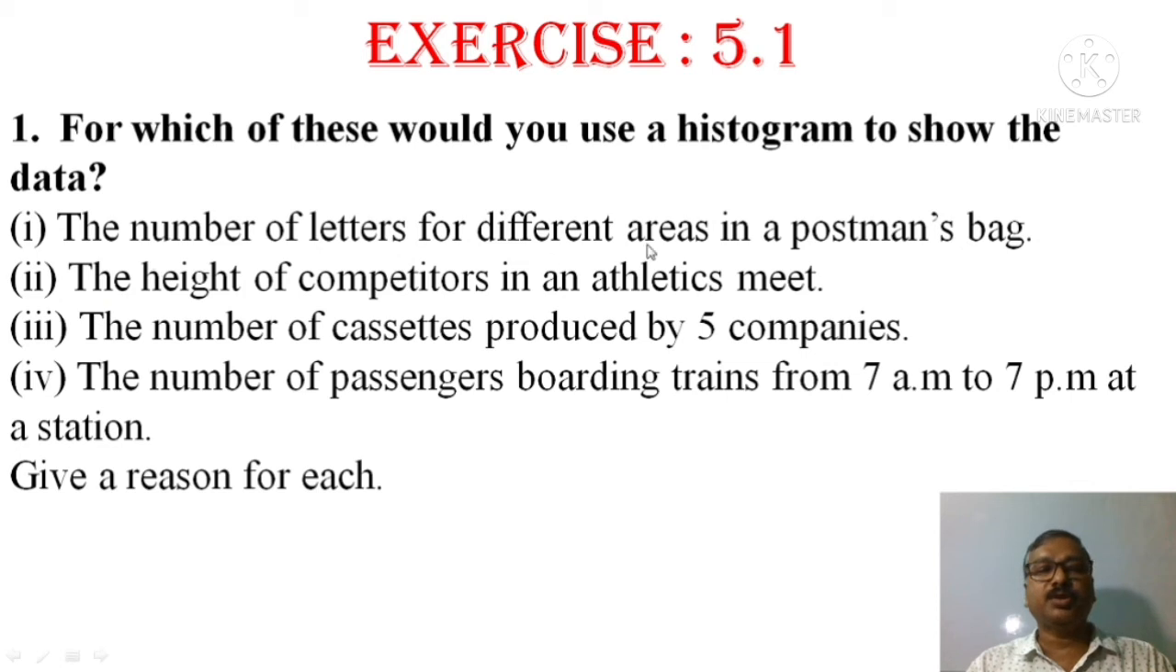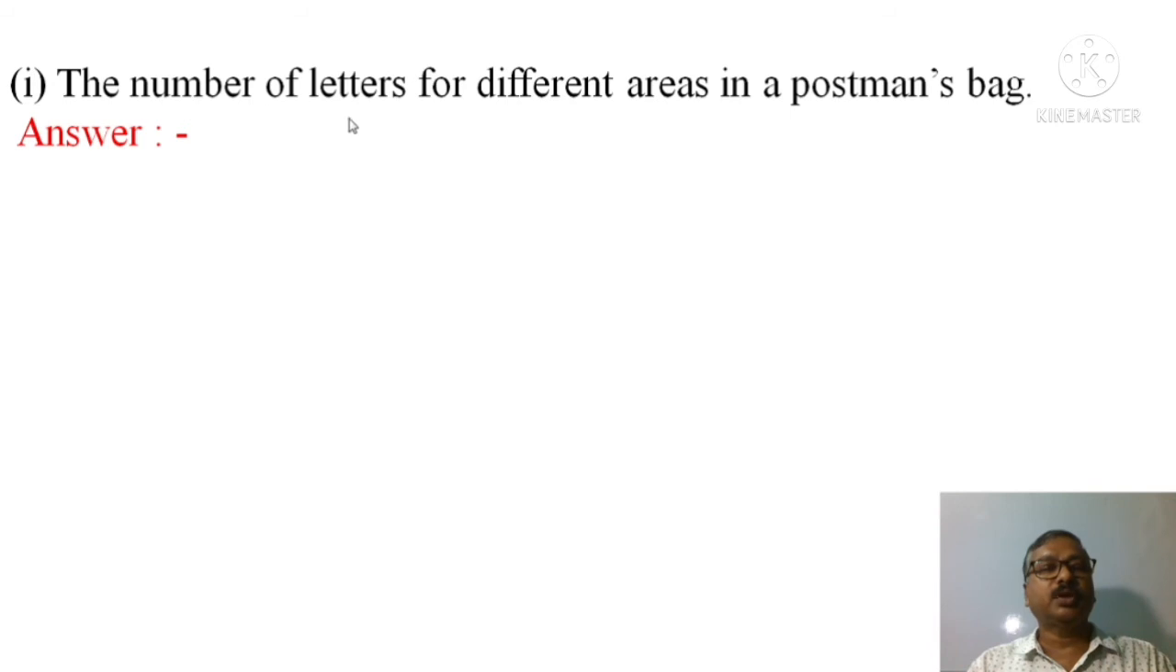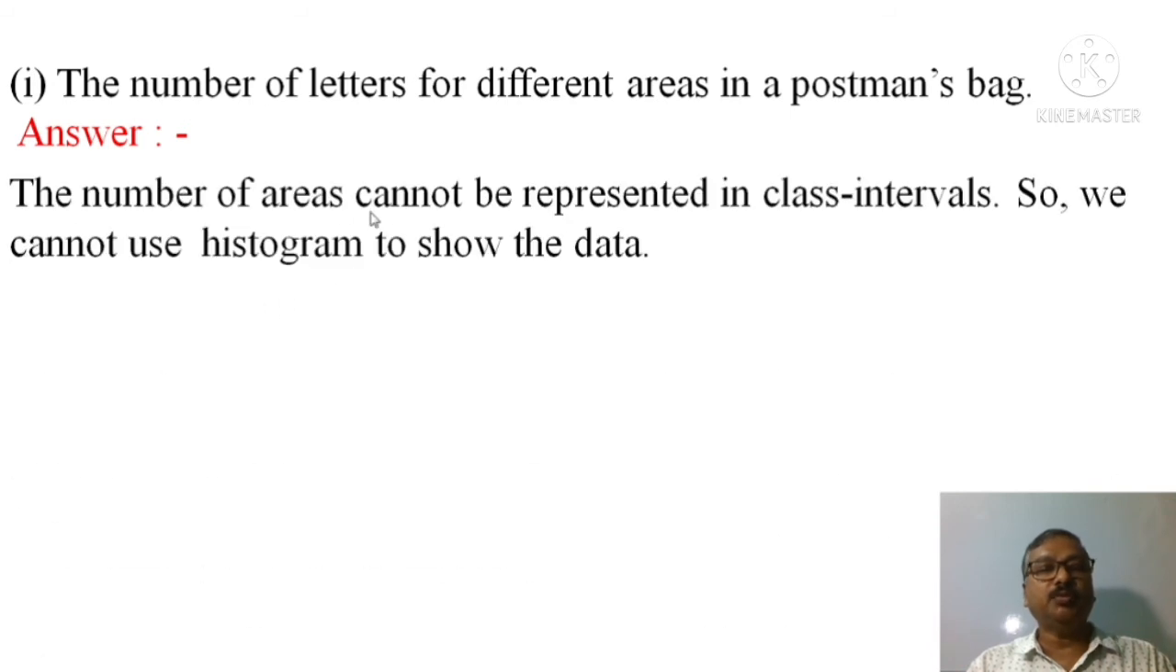The number of letters for different areas in a postman's bag. In a postman's bag, there are so many letters of different areas, different villages, different localities. So, can we draw a histogram? Let us discuss one by one. For question number 1, the areas cannot be represented in class intervals. For a histogram, we must have class intervals, but areas cannot be represented in class intervals. That's why we cannot use a histogram for this data. We can draw only a bar graph.